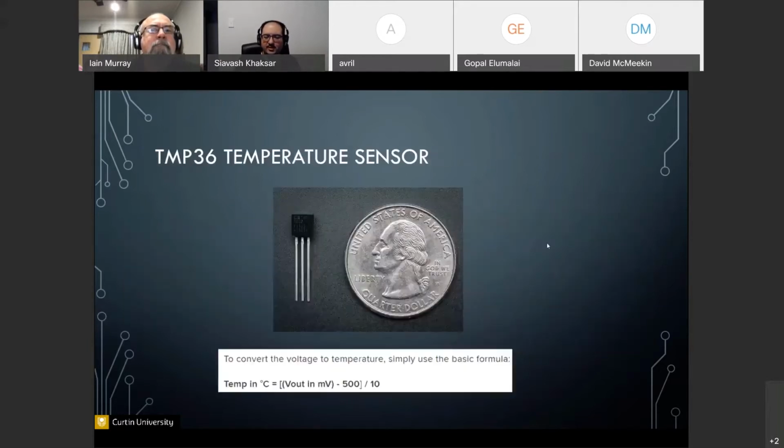Another example, a very interesting one, is the TMP36. This is a very popular temperature sensor. It's very tiny. Now, you see this equation here? This is what I was talking about. The raw value that you're reading is going to get converted to an actual environmental quantity. And this is what we have here.